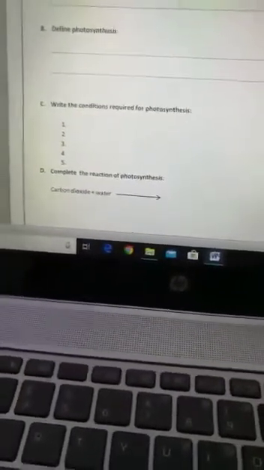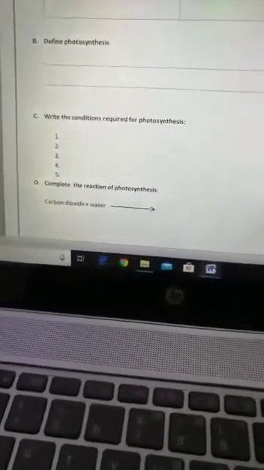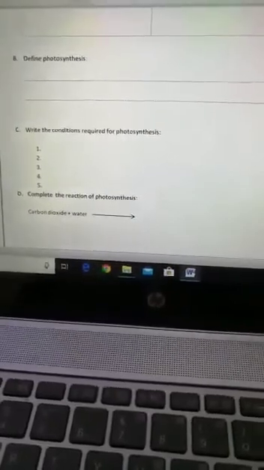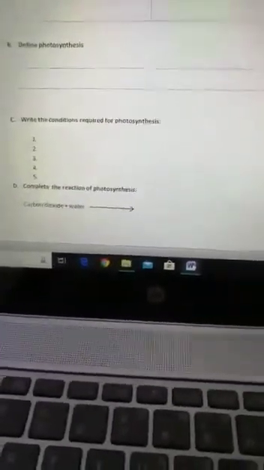Part D is complete the reaction of photosynthesis. Carbon dioxide and water are written here. You have to write the sunlight, chlorophyll, and the end products, glucose and oxygen.